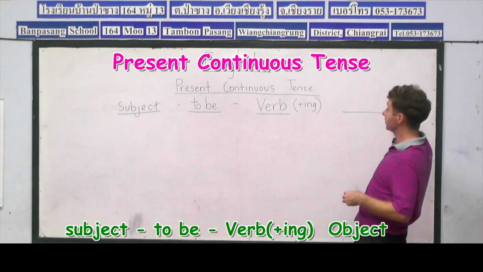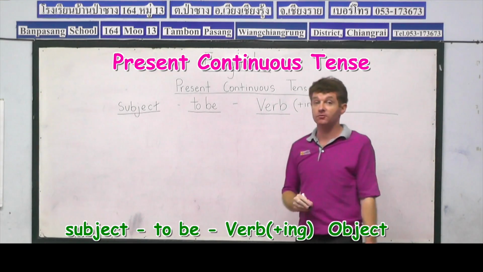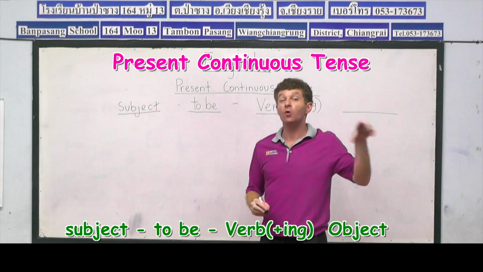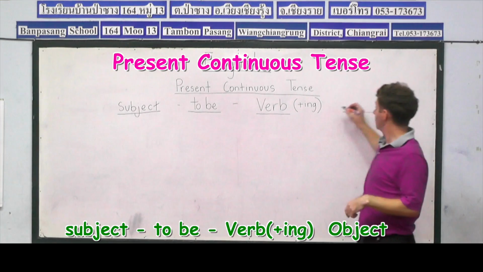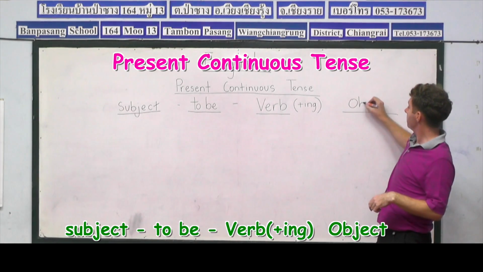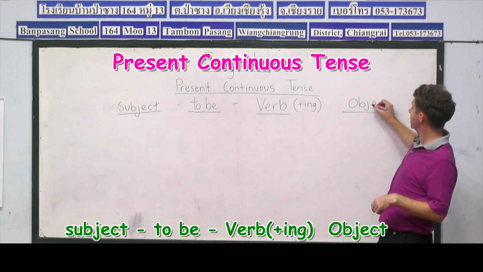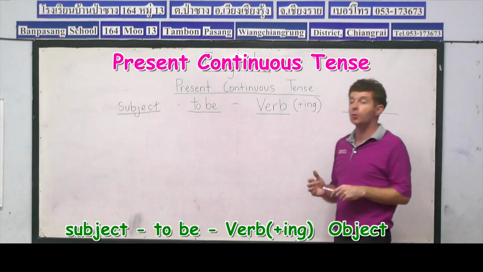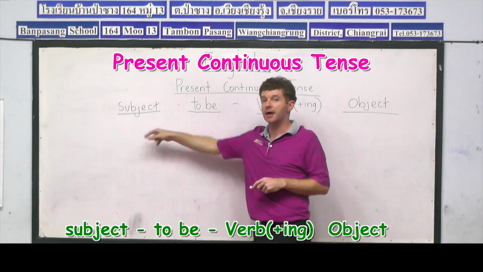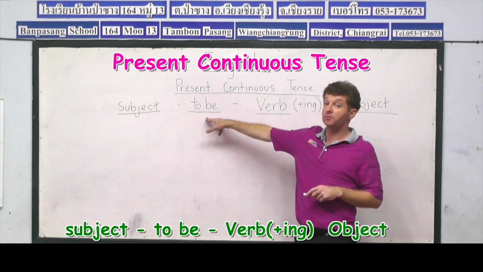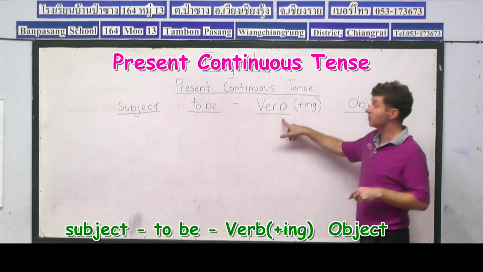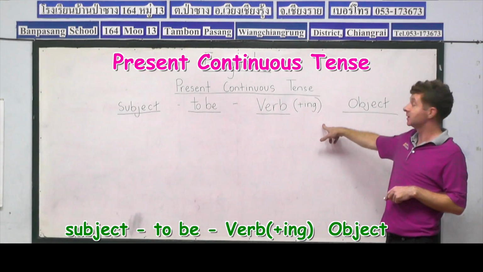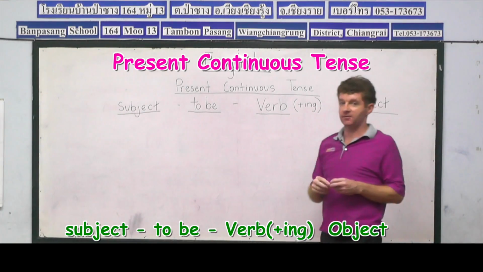And then our final word, which we don't have to use all the time, but it usually complements the verb. We call it an object. O-B-J-E-C-T. So our four groups of words: subject, verb to be, then the verb word plus ing, and the object.